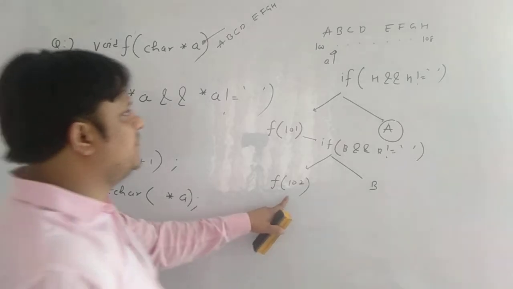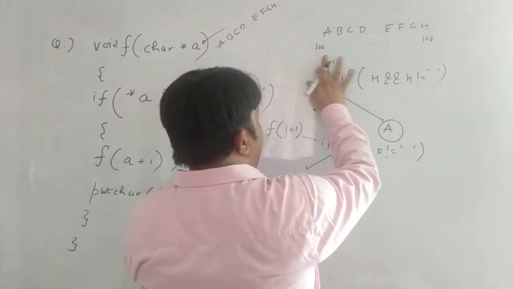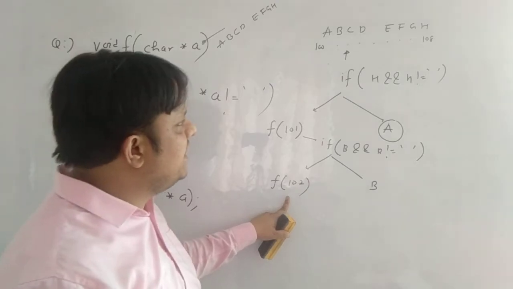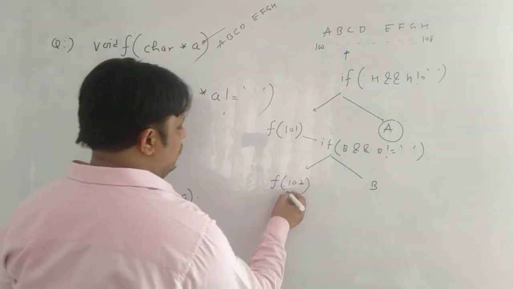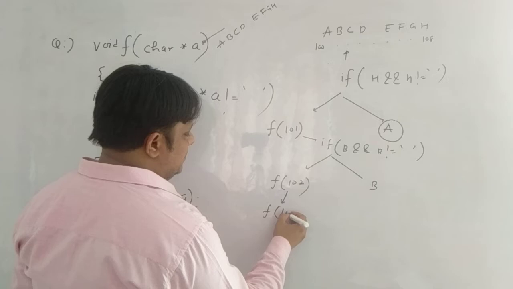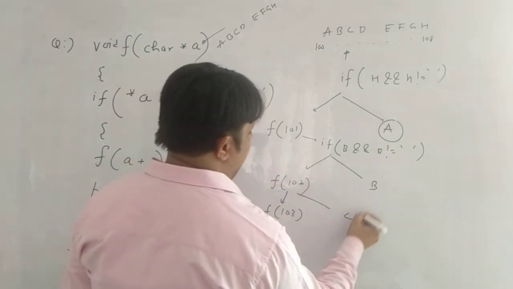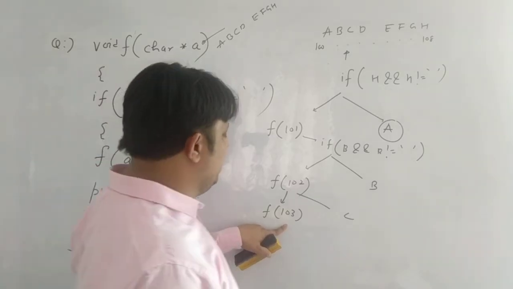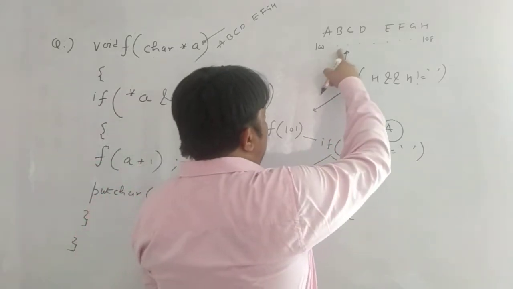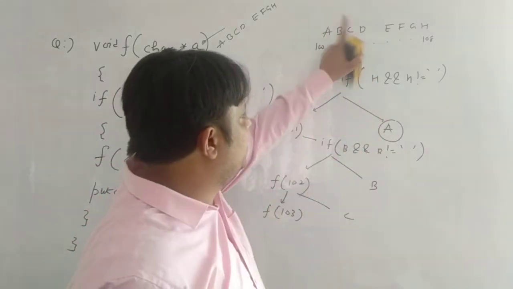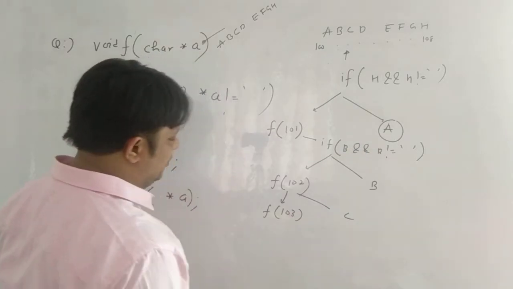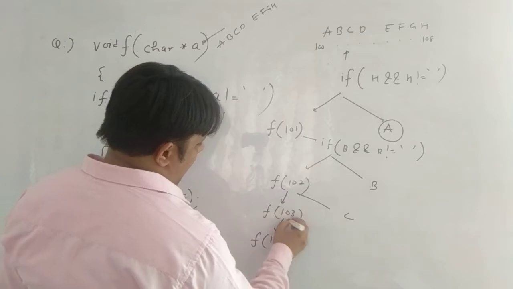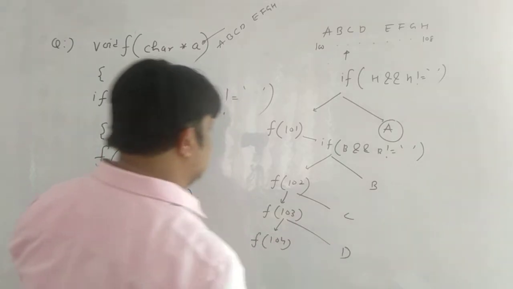So now when you call this function with 102, now your A points to 102. 102 star is C, and C is not equal to space, so the condition is true. So now your pointer moves to 103 and your C gets printed, right? Now when you call this function with 103, right? 100, 101, 102, 103. So 103 star is D and D is not equal to space, so the condition is true. So your function f(104) is called and 103 star is D gets printed, right?